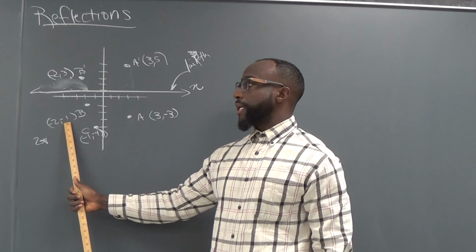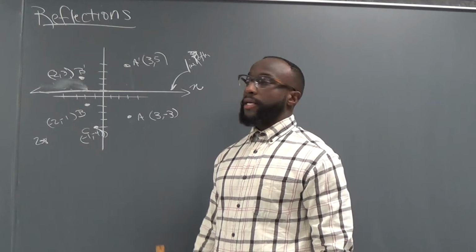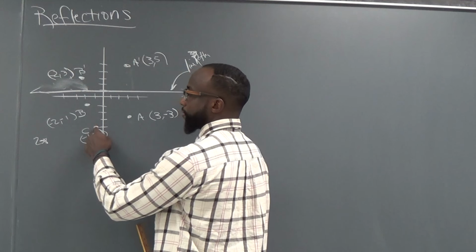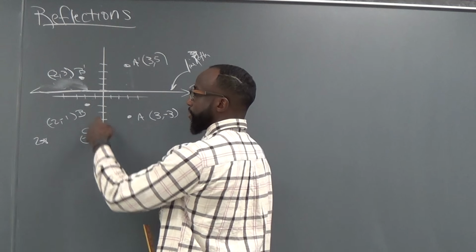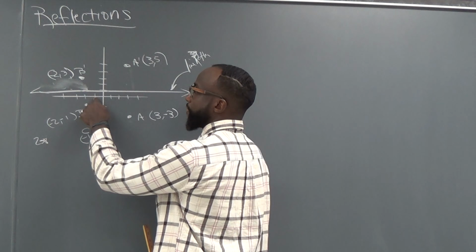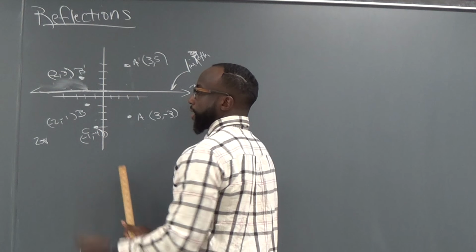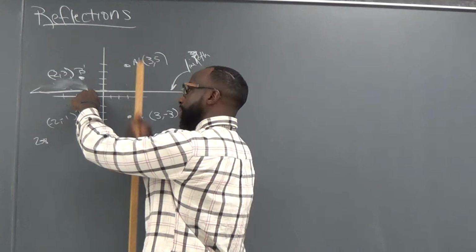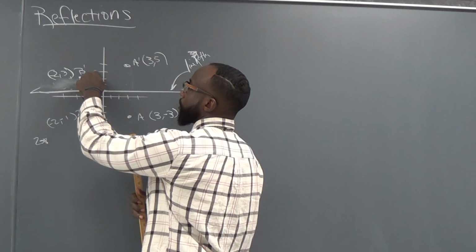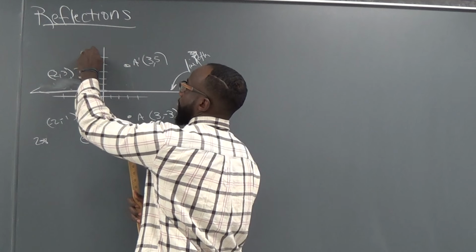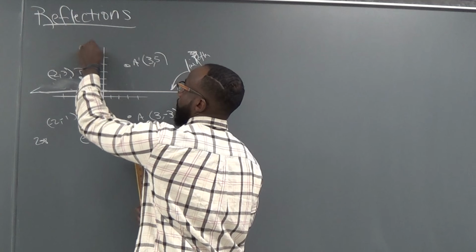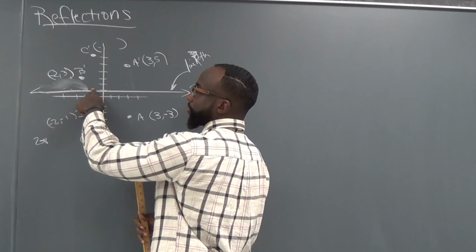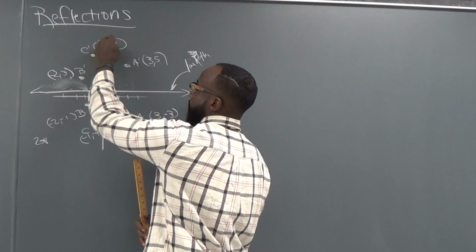2 spaces from 1 here is -1. 2 spaces from 1 here is 3. And then the same with C. Let's count how many spaces we are from the line of reflection here. That's 1, 2, 3, 4, 5 spaces. So he's 5 spaces away from the line of reflection, so we're going to be 5 spaces in the opposite direction. 1, 2, 3, 4, 5. Bam. So C prime is going to be located at -1, 5 places from 1, which would be 6, right?